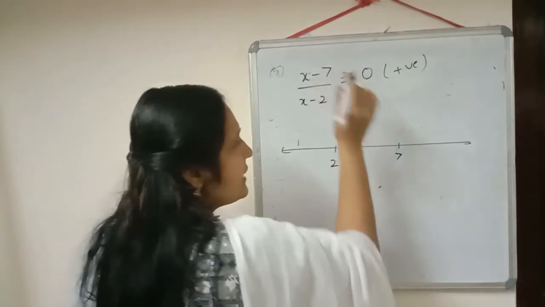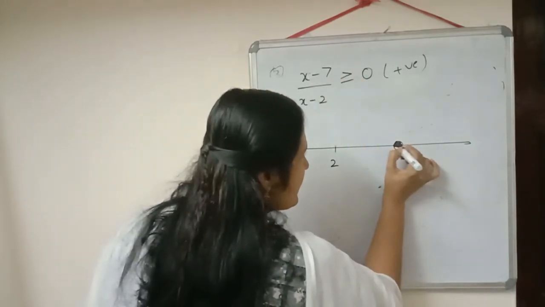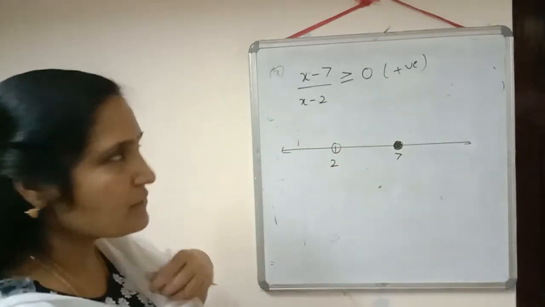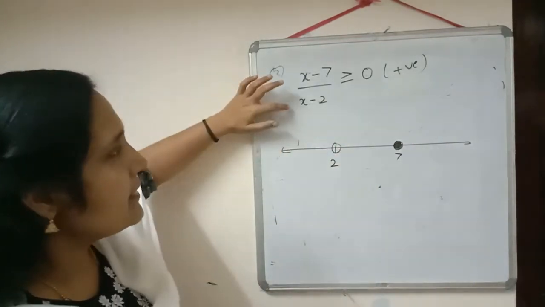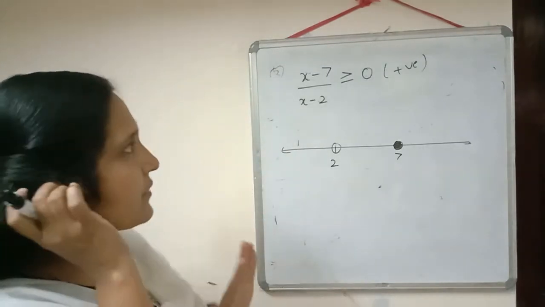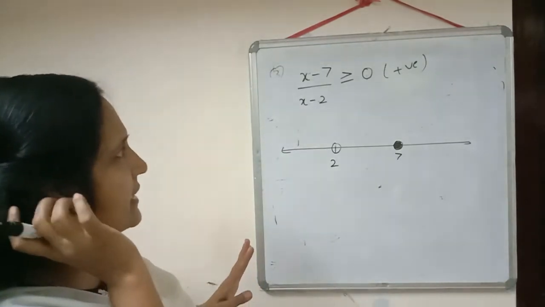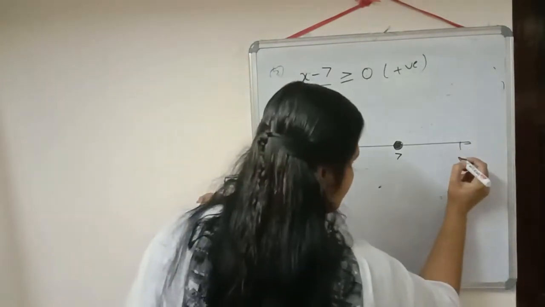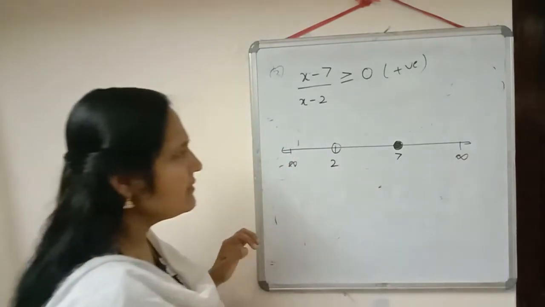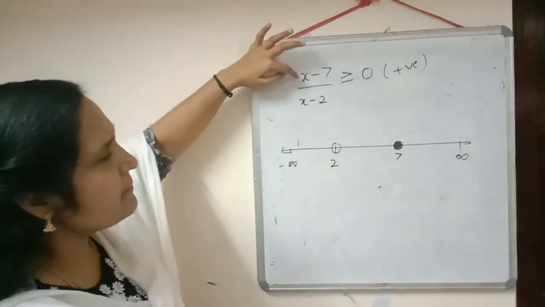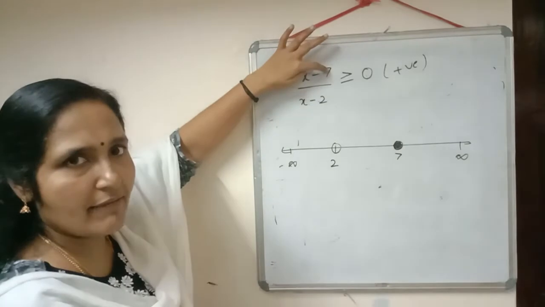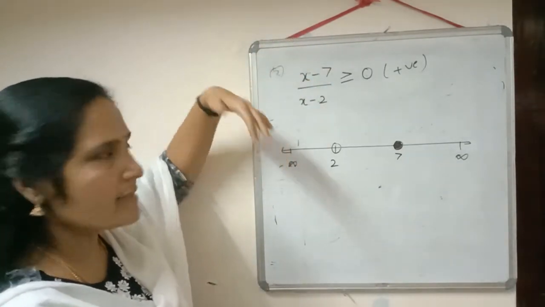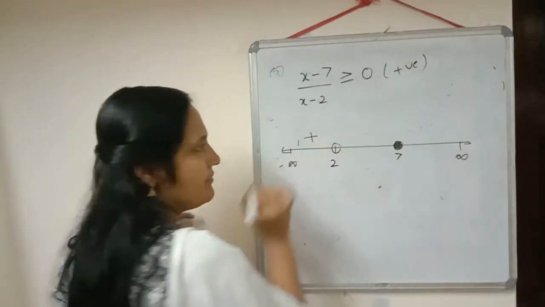And since in numerator we have 7, just darken that 7 there, and this one you don't have to darken, because we know in denominator the equal to sign will not come there. So now just take any number between 2 and minus infinity. Can we take 0? Then what will come? 0 minus 7. So we will get minus 7 by minus 2. Minus and minus will get cancelled. We will get positive here.